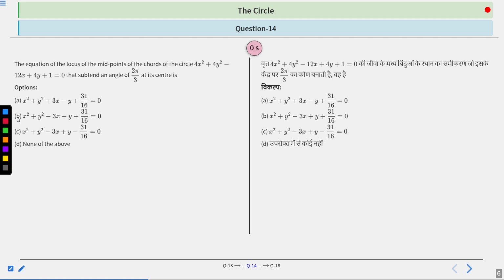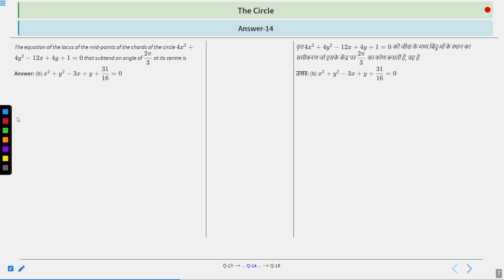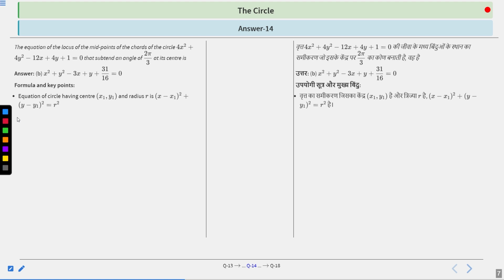Okay, let's move to the solution part. The formula and key point we will use in this question is the equation of a circle having center (x1, y1) and radius r: (x minus x1) whole square plus (y minus y1) whole square is equal to r square, right? So let's move to the solution part.